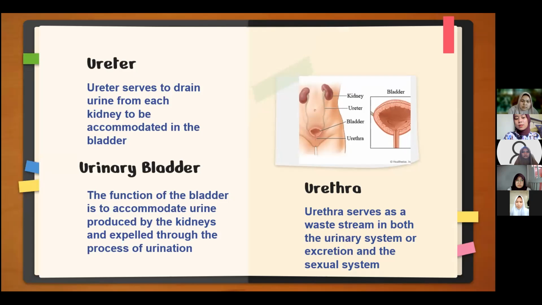Ureter. Ureter serves to drain urine from each kidney to be accommodated in the bladder, urinary bladder. The function of the bladder is to accommodate urine produced by the kidney and expelled through the process of urination. Urethra. Urethra serves as a waste stream in both the urinary system or excretion and the sexual system.